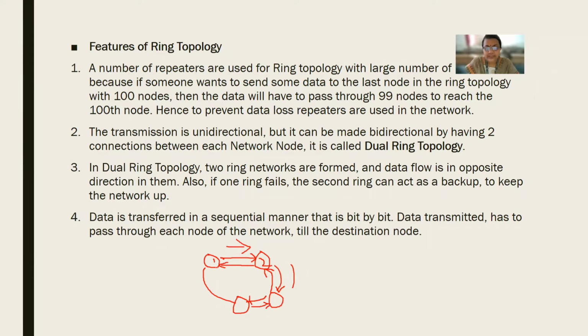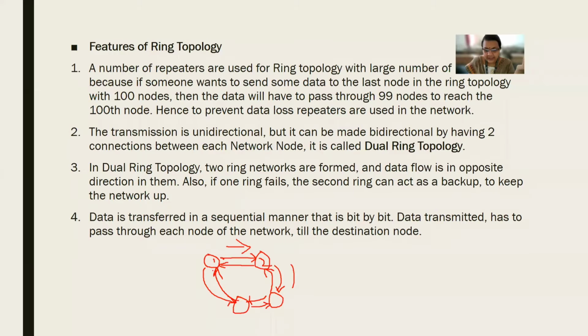So ring topology is possible to work as bidirectional, but in the bus topology, I told you, we can go only in a single direction, unidirection. But the ring topology, if you want, we can make it a dual ring topology by connecting two wires between each node. In dual ring topology, two ring networks are formed and data flows in the opposite direction in them. Also, if one ring fails, the second ring can act as a backup to keep the network up.